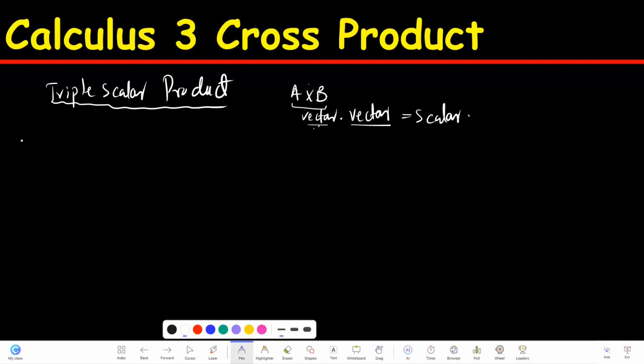Okay, let's take a look at this example. It explains everything. You write it like this: A cross B in parentheses, dot, make sure the dot is very clear, and then C, equals some quantity. That quantity should be a scalar quantity. It means you only get a number, only magnitude, no direction, right?